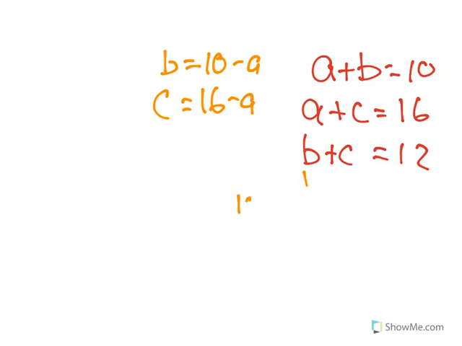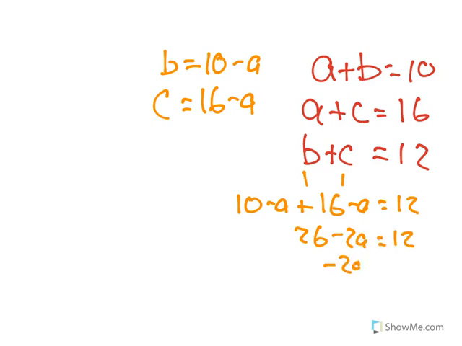So if b is equal to 10 minus a, and c is equal to 16 minus a, right? Now I'm going to get 26 minus 2a is equal to 12. I get negative 2a is equal to negative 14, and it looks like a is going to be equal to 7. And now I can just look at the first equation, and that tells me that b is equal to 3. I can look at the second equation, or the third equation, either way, it's going to tell me that c is equal to 9. So the substitution method is pretty powerful.